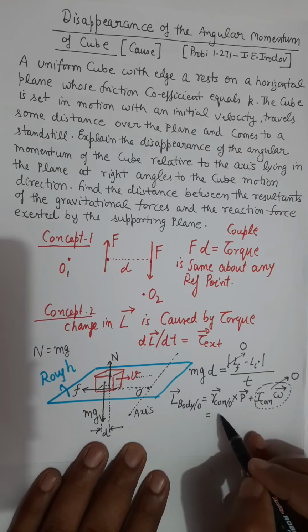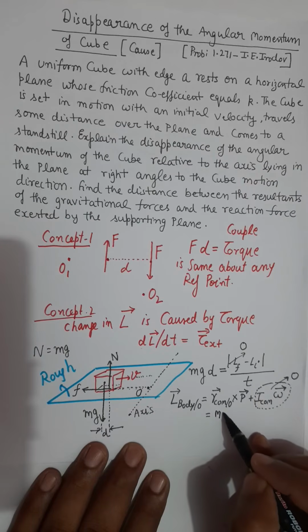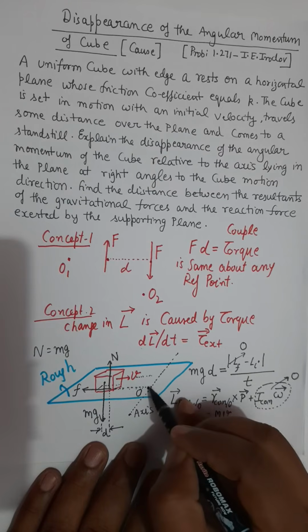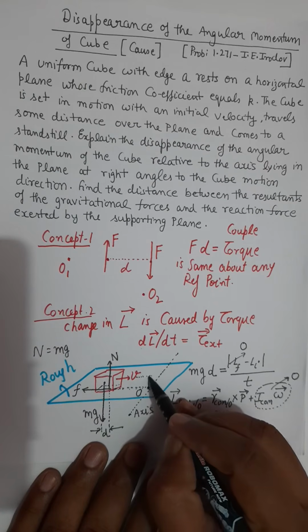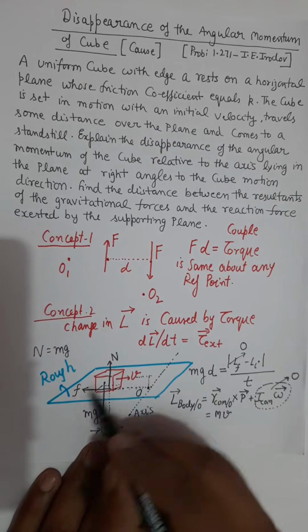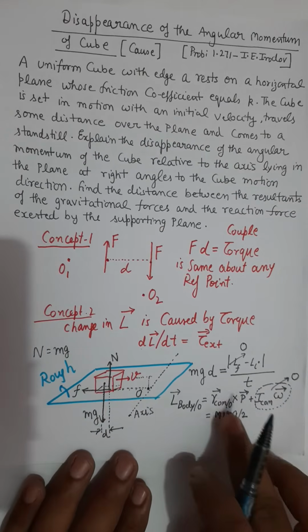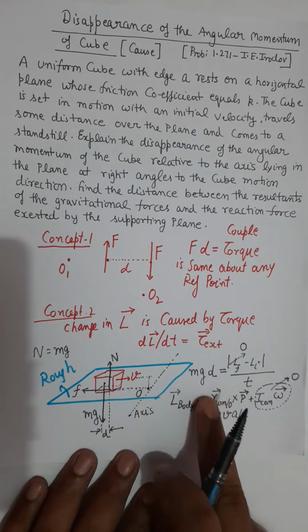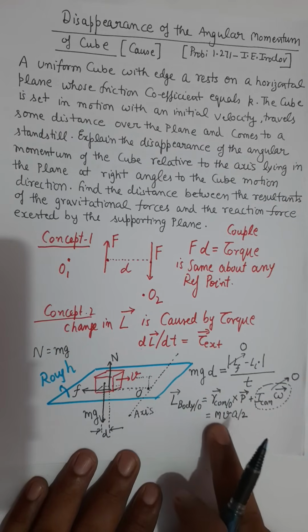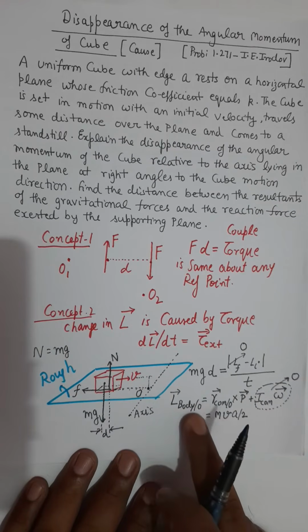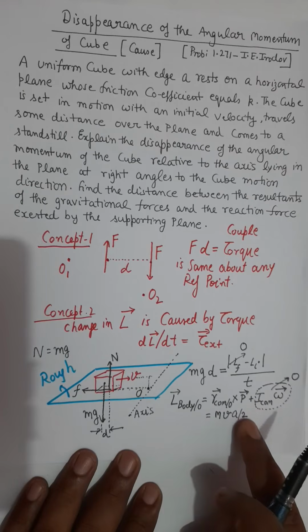You will get the value as mass of cube, velocity of cube, and the perpendicular distance from this point O, which will be half of the side length, a by 2. I leave this working for you. Try to solve R cross P and get this value. Angular momentum of the body with respect to O should be mv a by 2.